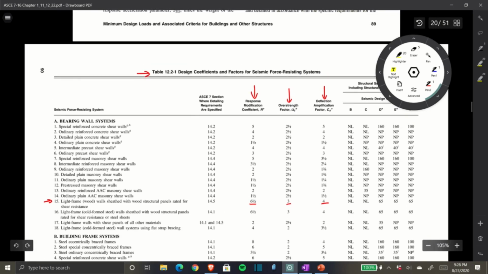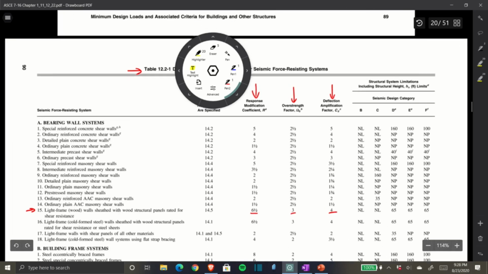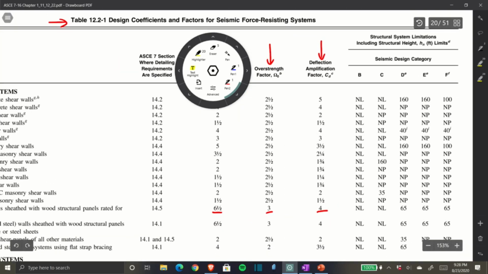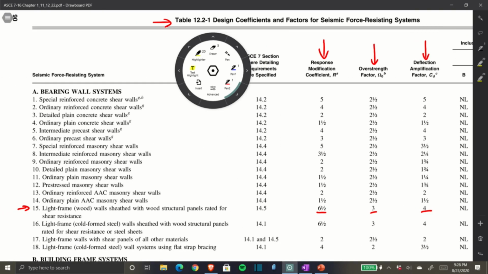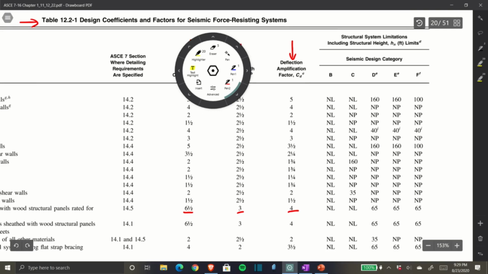Now if you look even further over here, I'll get this out of the way, you'll see seismic design category. This gives you your structural system limitations. You can only do so much with a certain type of seismic resisting system. You can't have typical wood structures with sheathing as we specified in the location. Light frame wood walls with sheathing can't be the seismic force resisting system for a 100-story structure. That's just not allowed, not permitted.